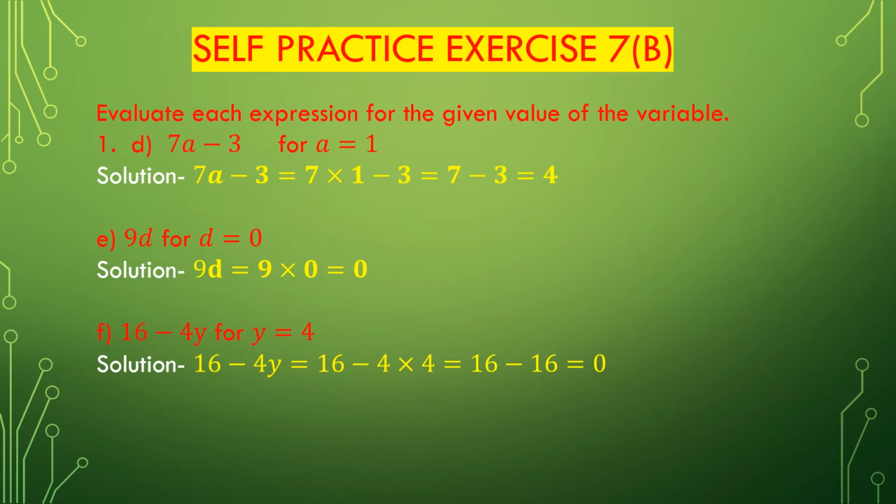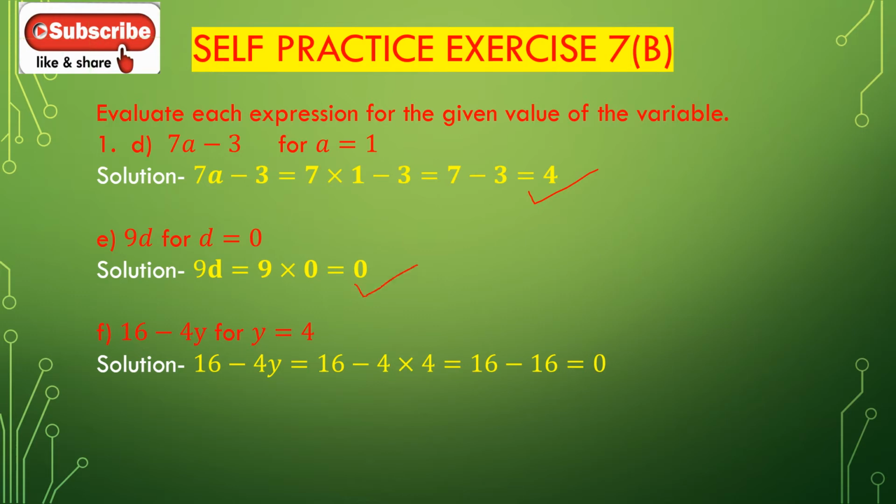Now we solve question number D. 7a minus 3 for a equal to 1. Substitute the value of the variable a equal to 1 in the expression 7a minus 3. We get 7a minus 3 equal to 7 multiplied with 1 minus 3. 7 multiplied with 1 is 7. 7 minus 3 is 4. So the value of the expression 7a minus 3 is 4. E. 9d for d equal to 0. Substitute the value of the variable d equal to 0 in the expression 9d. We get 9d equal to 9 multiplied with 0, that is 0. So the value of the expression 9d is 0.